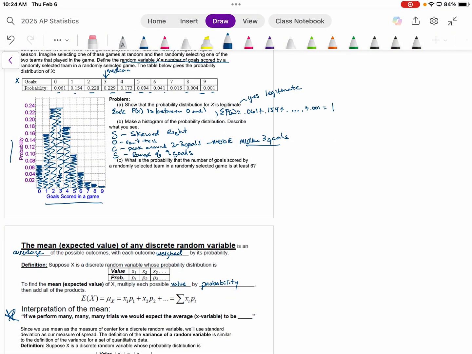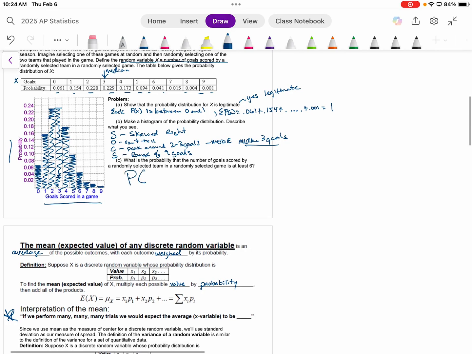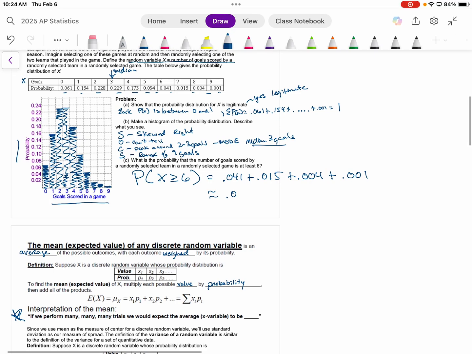Next part, it says, what is the probability that the number of goals scored by a randomly selected team in a randomly selected game is at least 6? So what is the probability that X is at least 6? That's greater than or equal to 6. And this is where we got to be careful with our at most and then more than and less than. So that would be taking the 6 goals, 0.041, plus the 7 goals, plus the 8 goals, plus the 9 goals, because those are all the at least 6, and adding them up, I get that it's approximately 0.061.